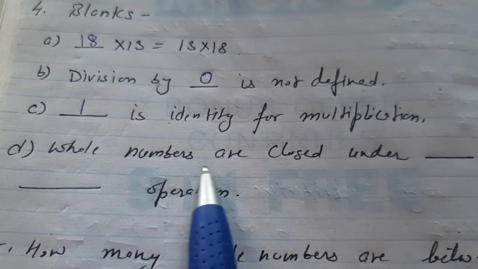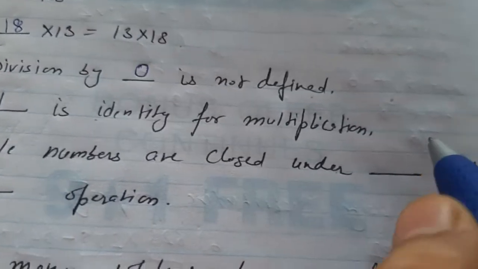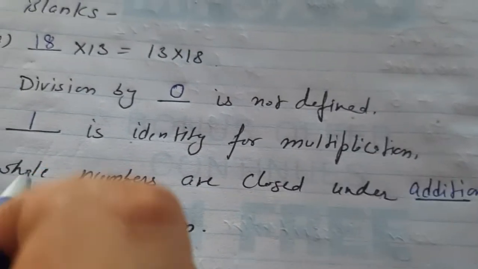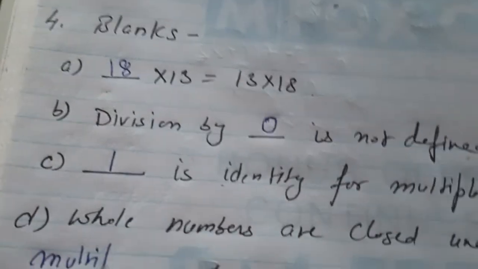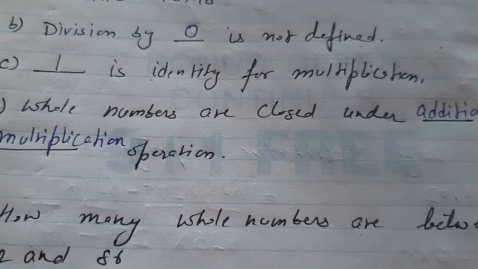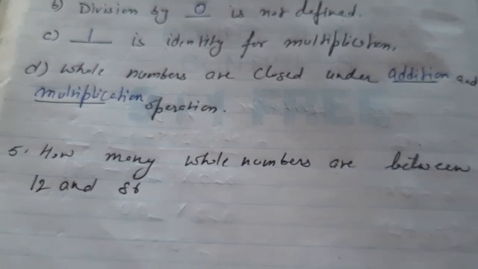Next is whole numbers are closed under dash and dash. So we know whole numbers are closed under addition as well as multiplication. Both the operations, whole numbers are closed under both these operations.